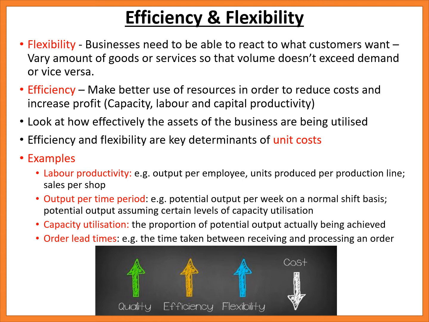So a few examples of these would be labor productivity, so output per employee, units produced per production line, sales per shop, output per time period, so potential output for a week on a normal shift basis, and potential output assuming certain levels of capacity utilization. Capacity utilization, which we're going to look at in the next video, is the proportion of potential output actually being achieved. Are you achieving 100%, 90%, 110%? You can actually achieve more. And then order lead times, the amount of time taken between receiving and processing an order.